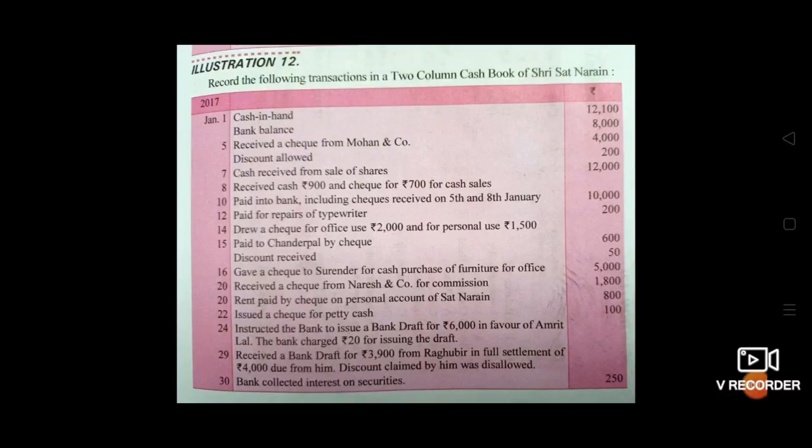So very good morning. Today we will solve this problem. See the problem. Record the following transactions in a 2-column cash book of Shri Satnaren. January 1st, cash in hand rupees 12,100 and bank balance given rupees 8,000.